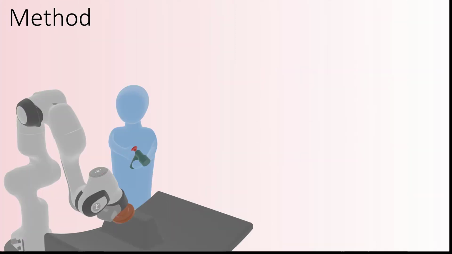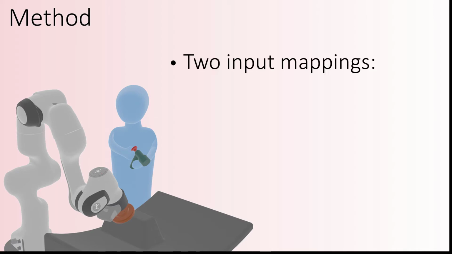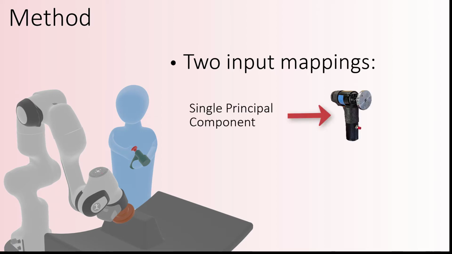Depending on how the variance is distributed across the principal components, we propose two methods for operators to provide corrective input. If the variance is sufficiently described by a single principal component, we map the input directly to a mobile 1 degree of freedom haptic input.